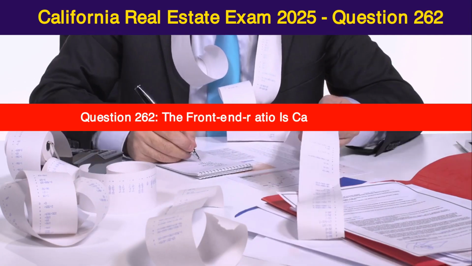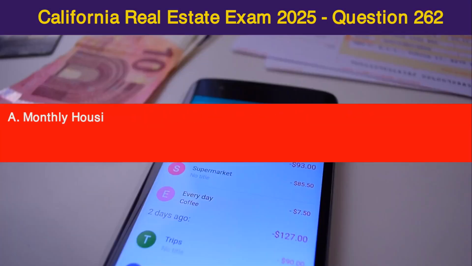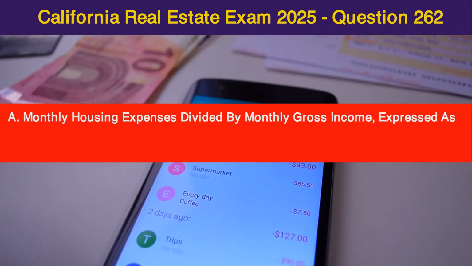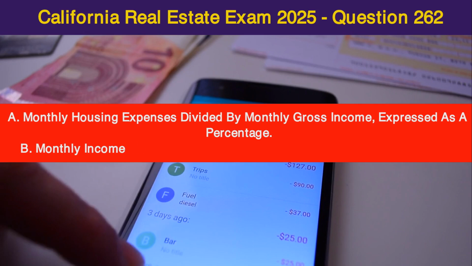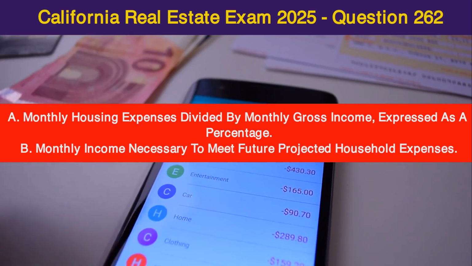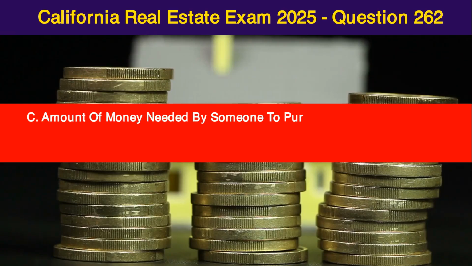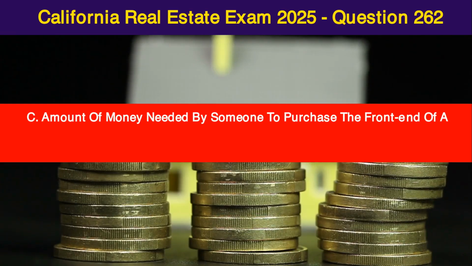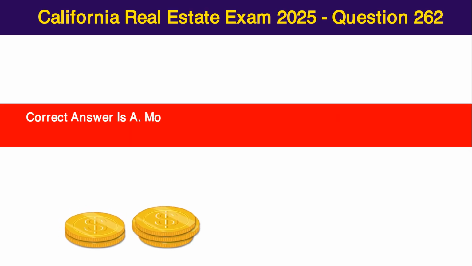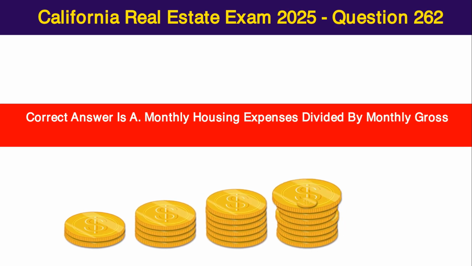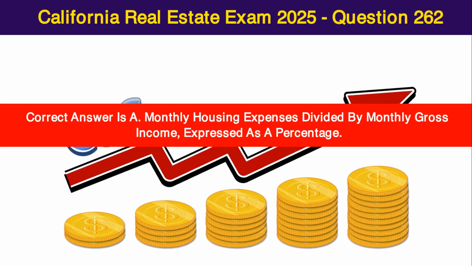Question 262. The front-end ratio is calculated as the A. Monthly housing expenses divided by monthly gross income, expressed as a percentage. B. Monthly income necessary to meet future projected household expenses. C. Amount of money needed by someone to purchase the front end of a property. D. Both A and C. Correct answer is A. Monthly housing expenses divided by monthly gross income, expressed as a percentage.